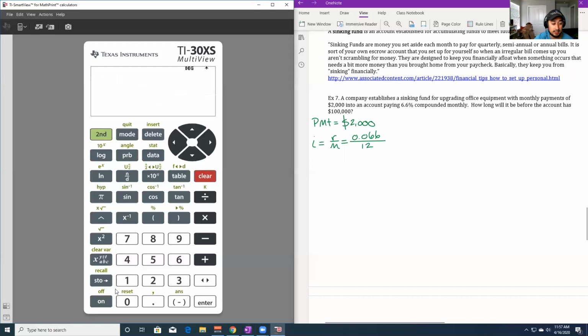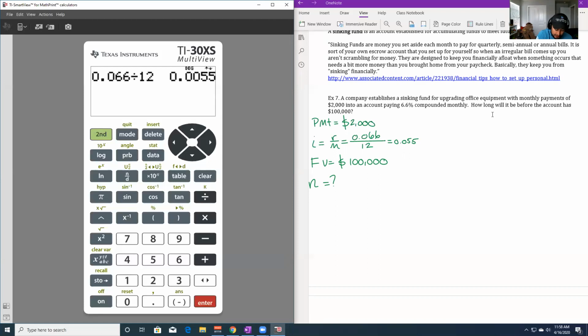Is this a nice decimal? Please give me a nice decimal for once. And wow, look at that, beautiful. So we can actually use this as 0.055. Finally, a nice decimal number, which will make the calculations easier. Okay. And then it says, how long will it be before the account has $100,000? So they're giving us the future value of what we want, which is $100,000. This means we are solving for n. We're solving for n. Okay, perfect.